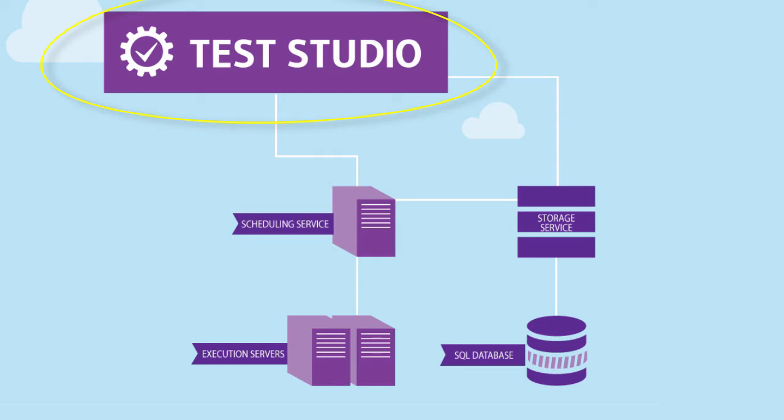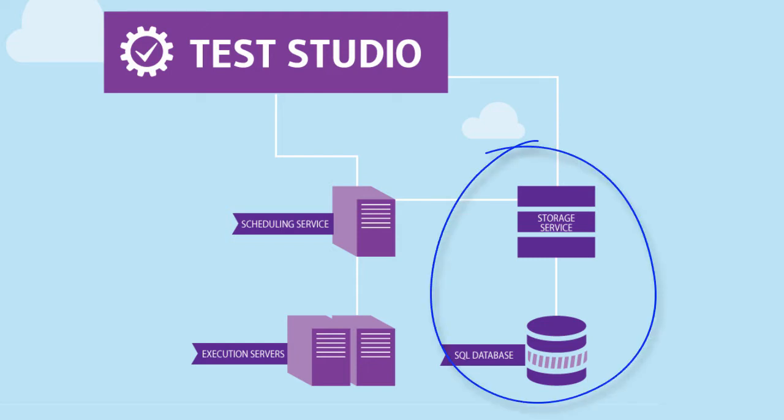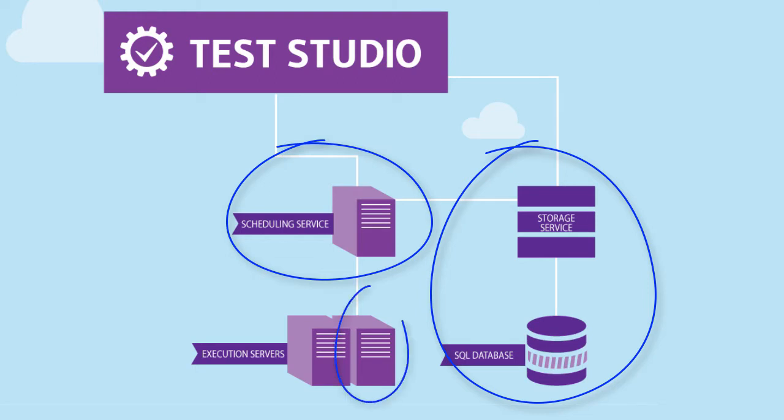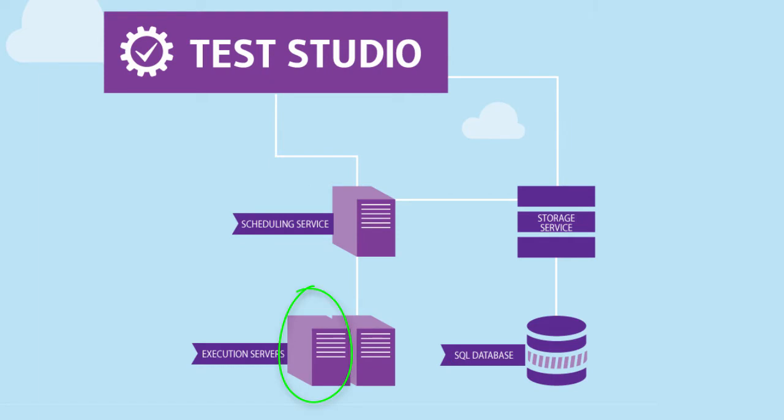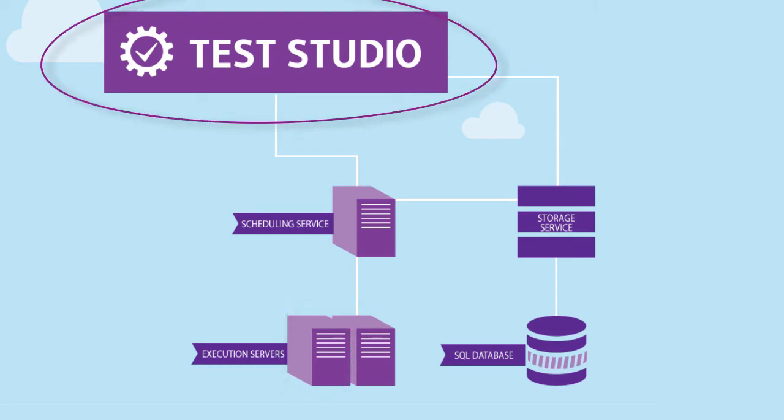In this demonstration, I'll be using several virtual machines. For the sake of space, I'll be using the same VM for my storage service, scheduling service, and as one of the execution servers. I have a second VM, which will also be another execution server, and finally there's my client on which I'm running Test Studio.